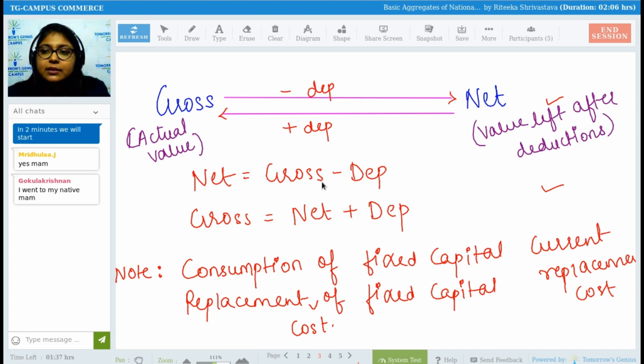Up to your convenience, if you want to refer to the flowchart, you can refer to the flowchart. If you want, you can refer to the formulas. And if you simply remember, gross is the actual value, net is the value which we get after doing the deduction. So gross minus depreciation will give me net value, and net plus depreciation will give me gross value.